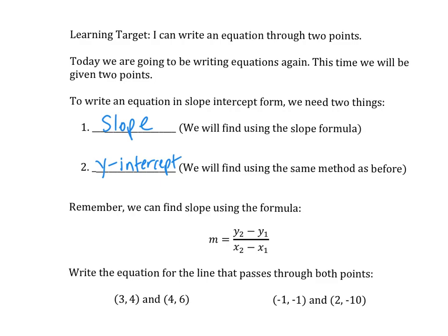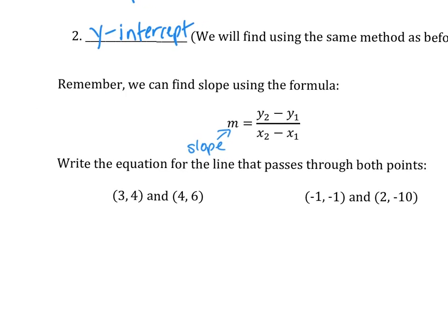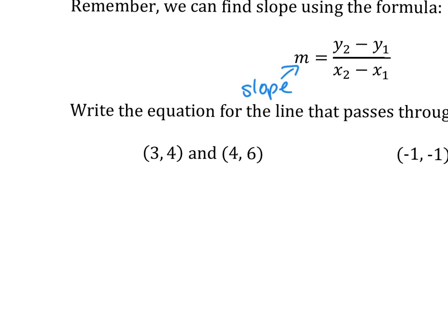So remember, we can find the slope using this formula, m, which is the slope, equals y2 minus y1 divided by x2 minus x1. And again, it doesn't matter which point we choose as x1, y1, and which point we choose as x2, y2, as long as we are consistent. Now we're going to write the equation for the line that passes through both of our given points. Right here, I'm going to say that this first pair is going to be x1, y1, and the second pair is going to be x2, y2. Again, doesn't really matter.